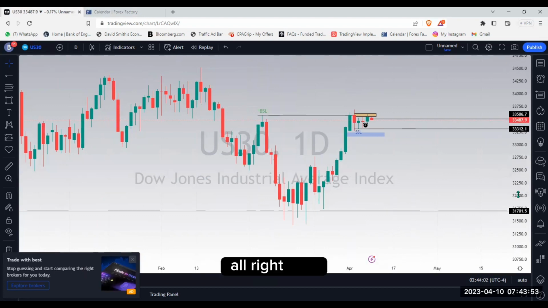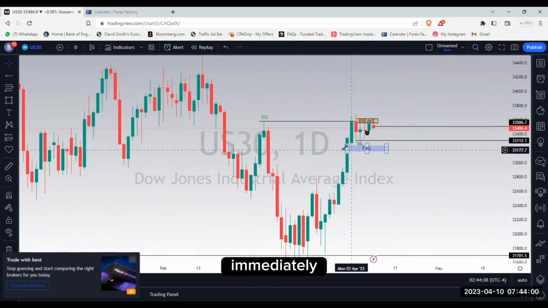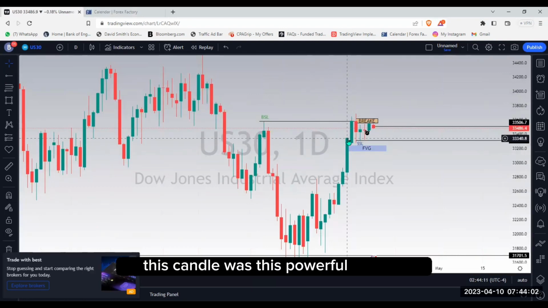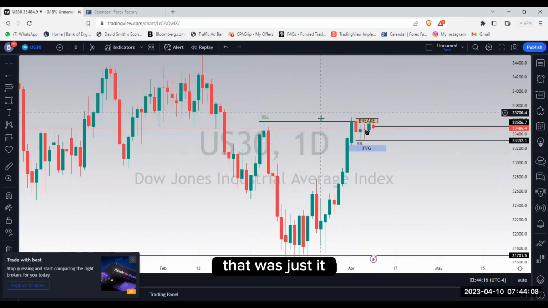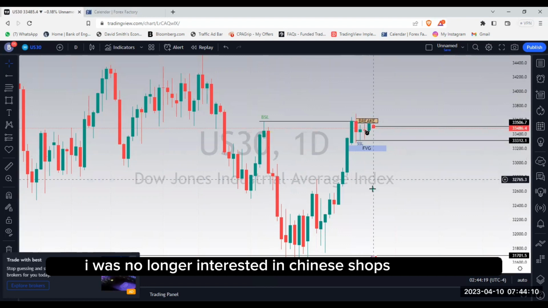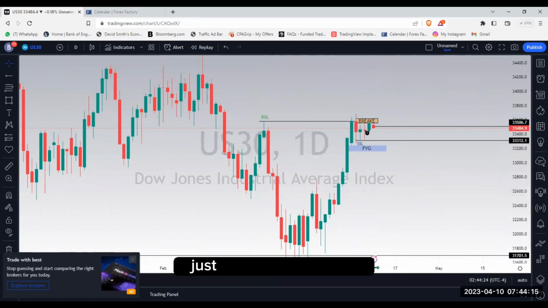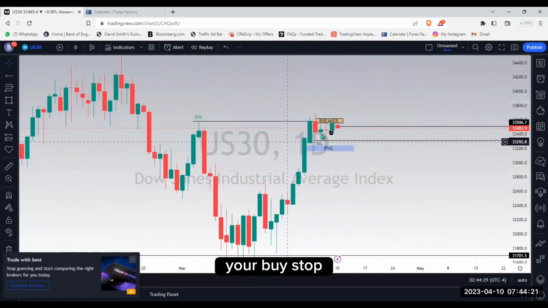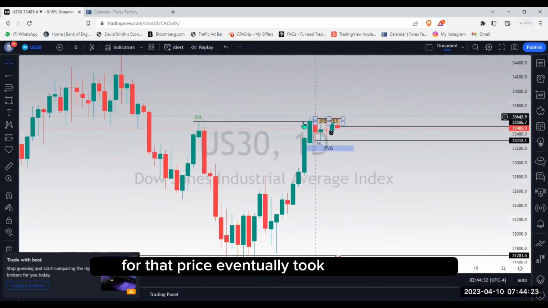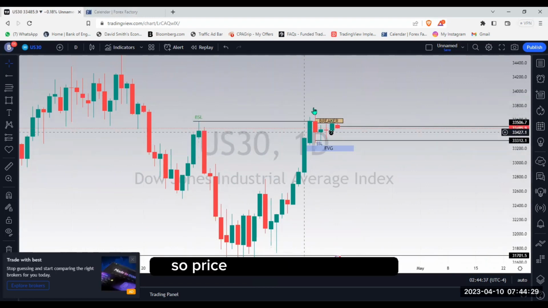All right. Now, I expected price to trade above it. Immediately, this candle was this powerful. All right. I knew price was going to go above. That was just it. I was no longer interested in taking shorts from here. So I wanted to see price take out liquidity. All right. Just be taking note of that. Price eventually took out liquidity. Liquidity in this case, your buy stop orders. Price eventually took out the stops because people that were selling here put their stop loss here. So price eventually took it out.